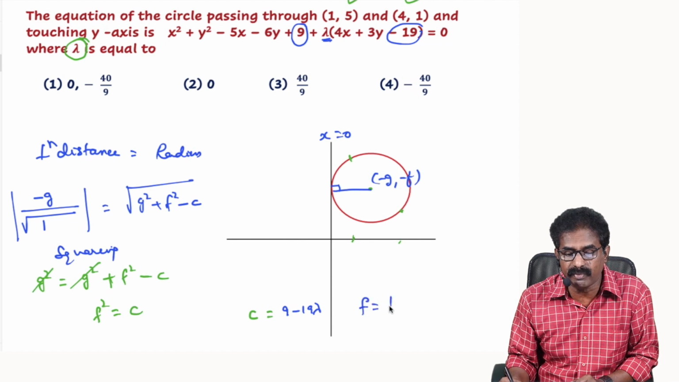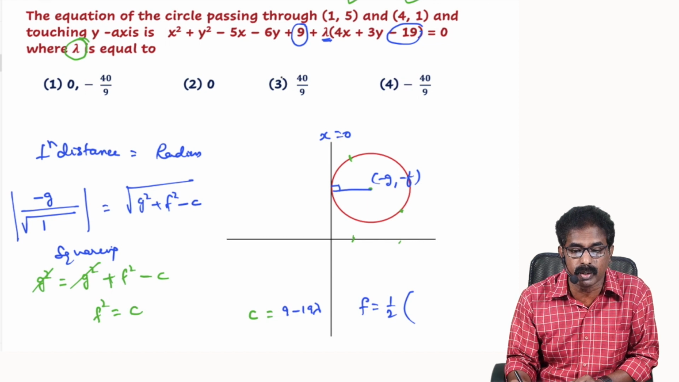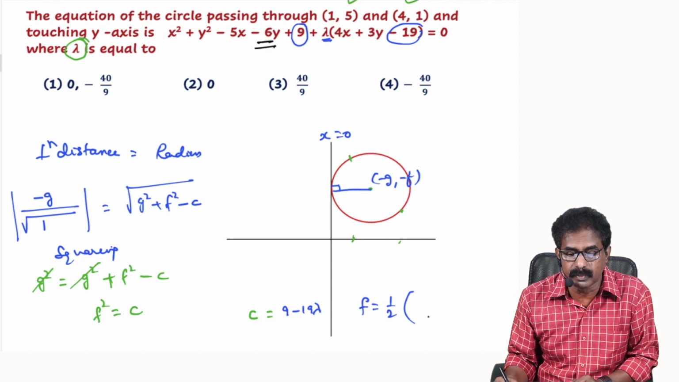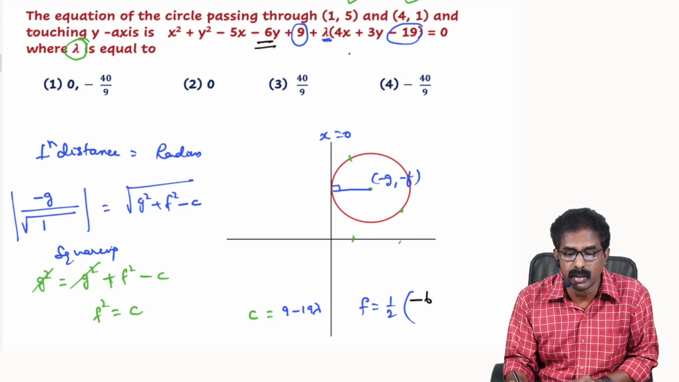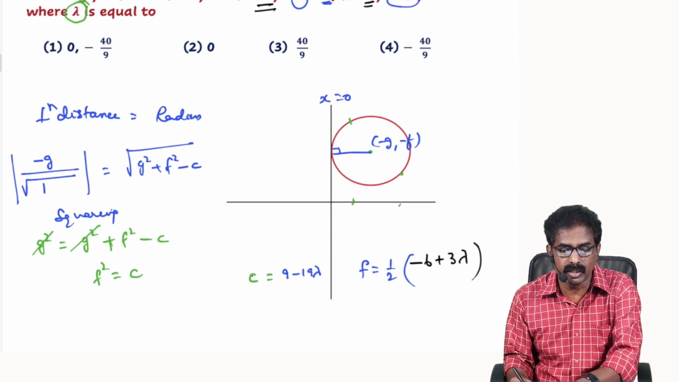F is half of y coefficient. Can you find out what is y coefficient here? Minus 6. And one more, y coefficient. Here 3 outside lambda, so plus 3 lambda. So f and c got it, substitute here.